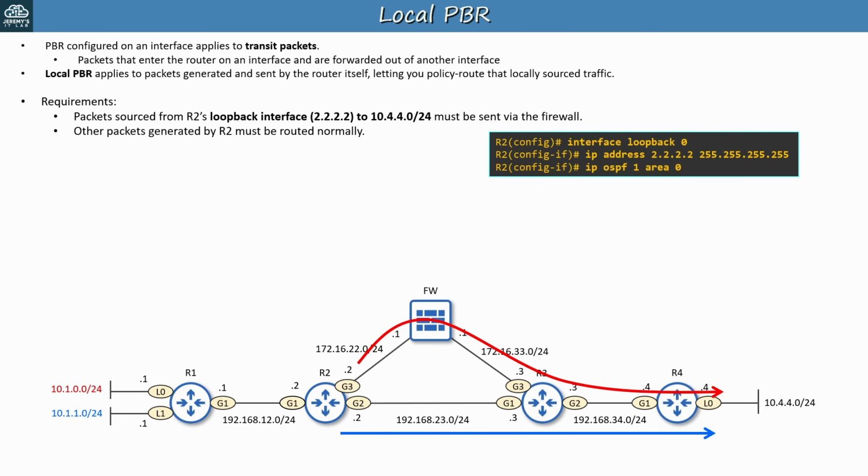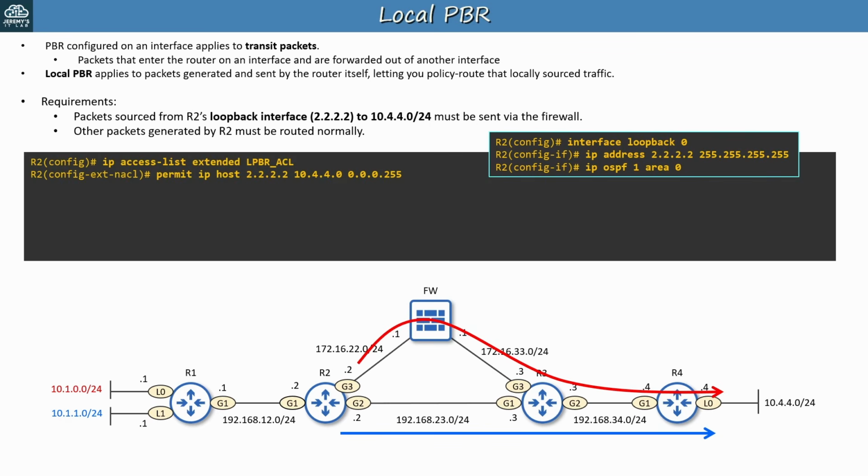It's basically the same as before, we just apply it slightly differently. First, I define the ACL to match the traffic. This time I used an extended ACL, since we have to match both the source, 2.2.2.2, and the destination, 10.4.4.0/24. Now let's build the route map. First, create the route map entry, then the match statement, match IP address LPBR ACL, and the set statement, set IP next hop 172.16.22.1.